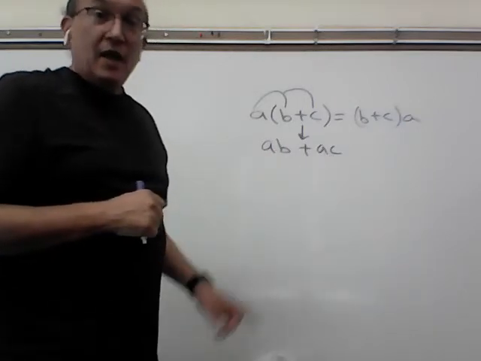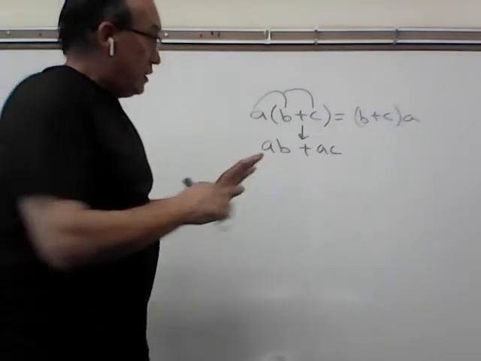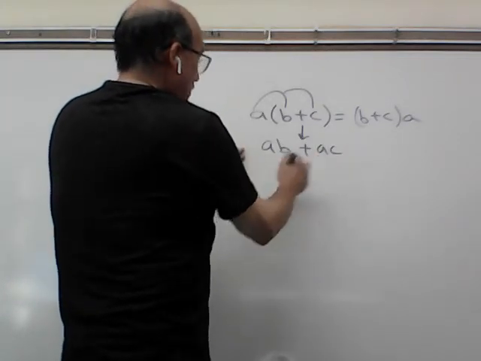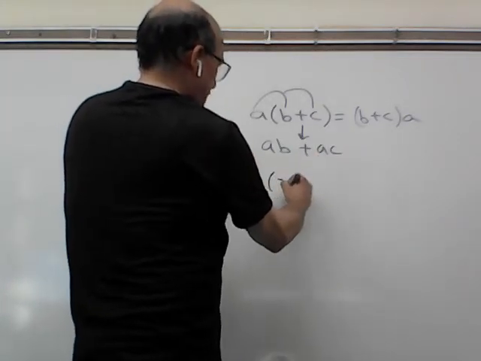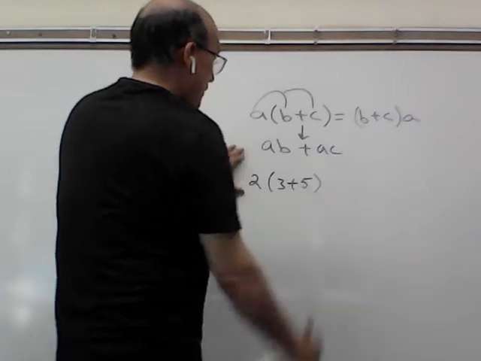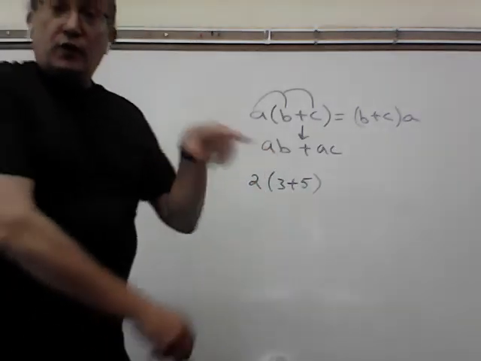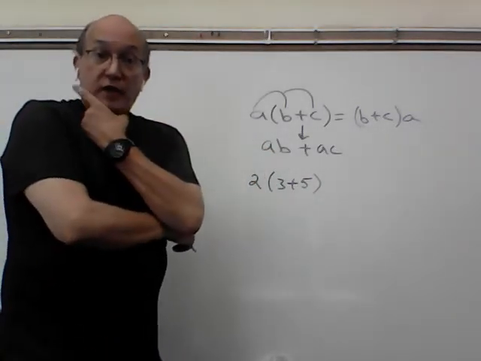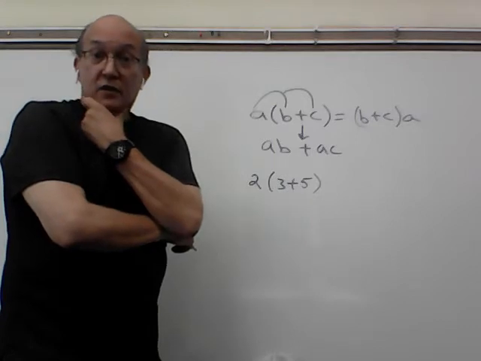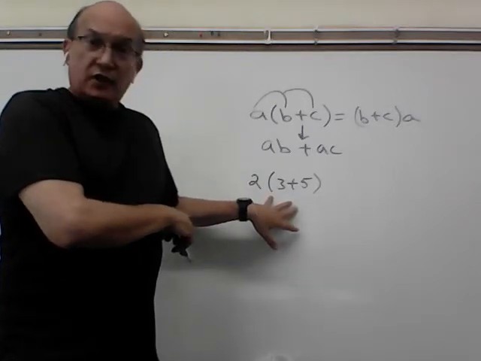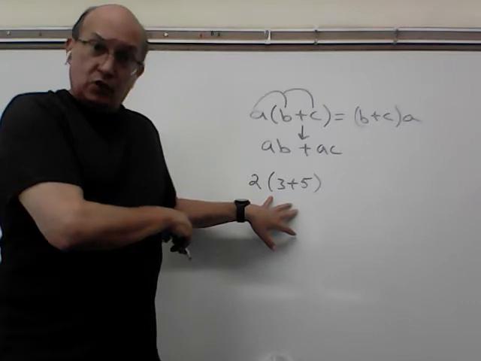And by the way, we have a rule that if we're going to evaluate this, let's say we have 2 times 3 plus 5. Well, let's first realize we can add 3 plus 5 to get 8. So what is the value of this entire thing? It's 16, right? It's 2 times 8.